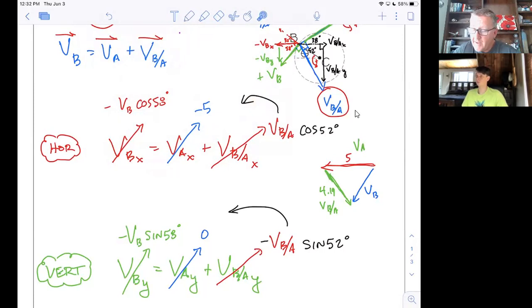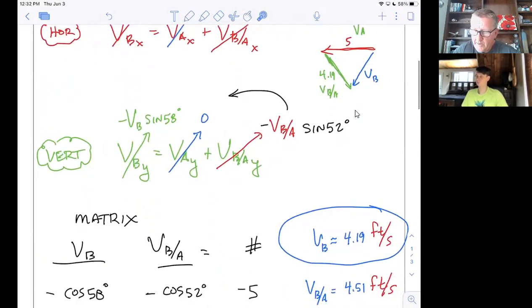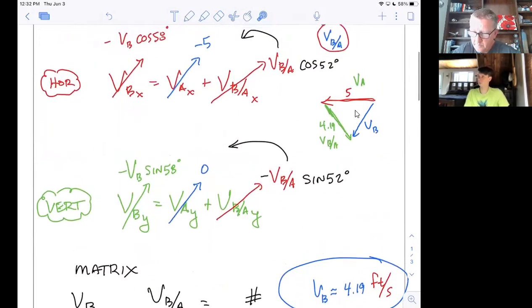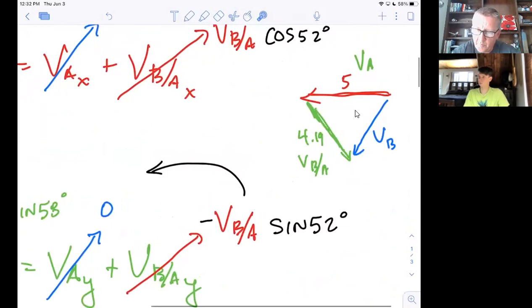And if I drew this in AutoCAD and actually measured the angles correctly, would I actually get 4.19 for that length? I think I would. Notice I think I wrote the wrong number there. This is supposed to be 4.51, but notice that actually does look a hair shorter, even just as a sketch, and it even looks like it's going the right direction.